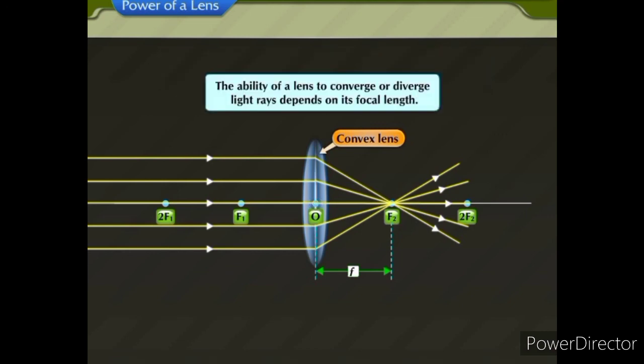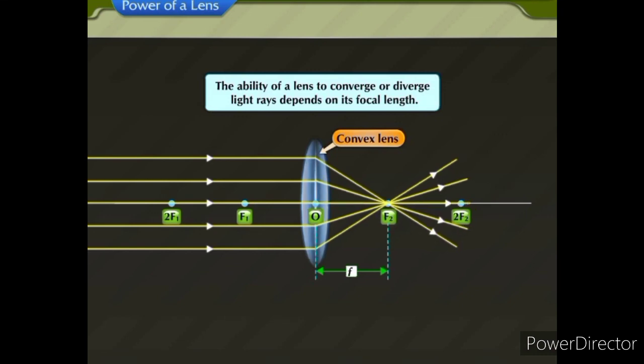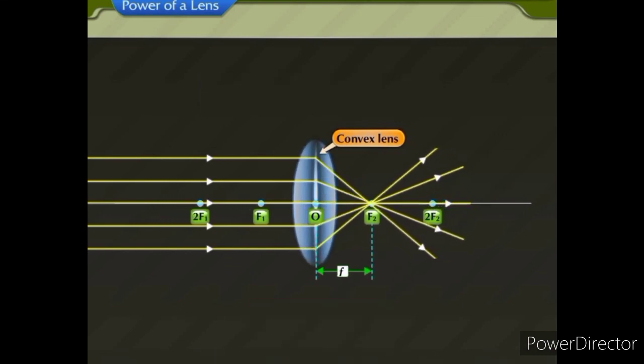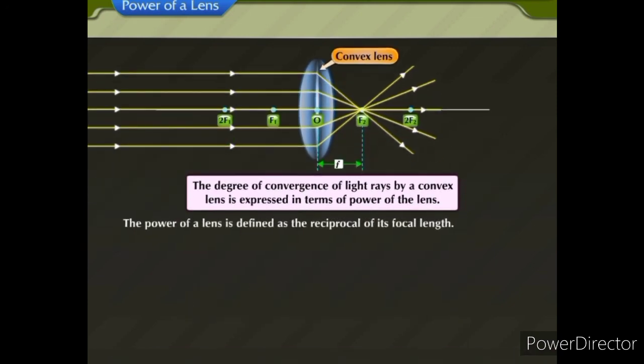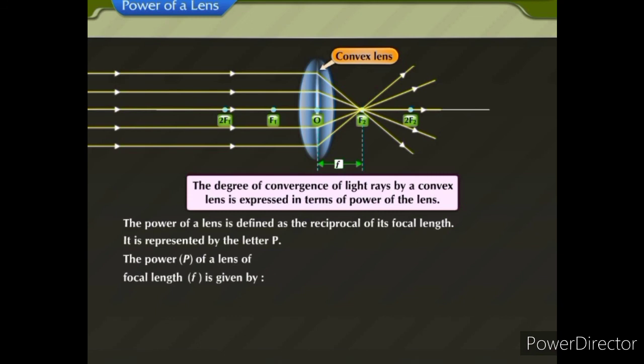Hence, the ability of a lens to converge or diverge light rays depends on its focal length. Smaller the focal length, larger the convergence. The degree of convergence of light rays by a convex lens is expressed in terms of power of the lens. The power of a lens is defined as the reciprocal of its focal length. It is represented by the letter P. Hence, the power P of a lens of focal length f is given by P is equal to 1 divided by f.